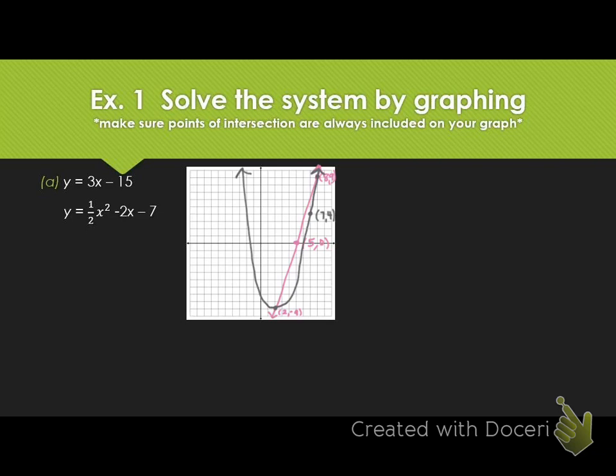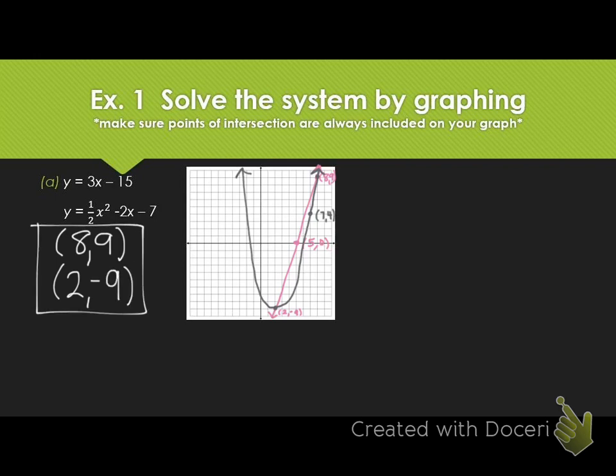Not the x-intercepts. That's not what I'm looking for this time. I'm looking for the what? The points of intersection. Where does the parabola and the line intersect each other? So give me a point of intersection. 8, 9. Okay, for sure 8, 9. They were both on the parabola and the line, so that's a point of intersection. And where's another place where the two graphs meet? 2, negative 9. So the 2 points of intersection are the solutions to this system.